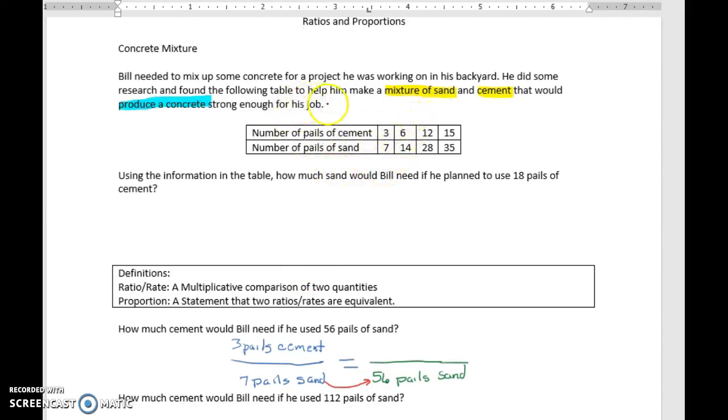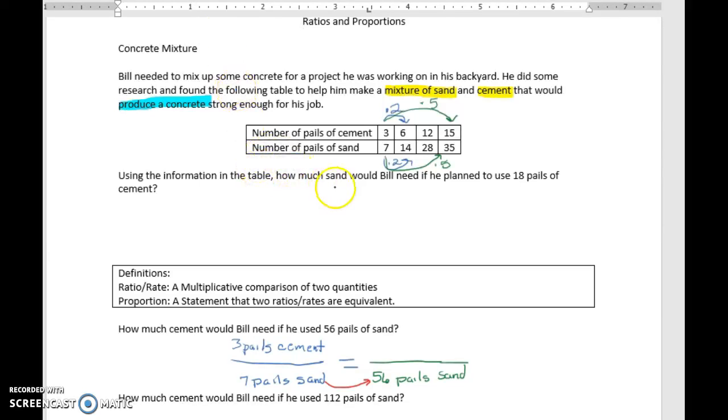So we have a situation here where we're wanting to make concrete, and the concrete is made up of the sand and cement. And so if we look at the number of pails of cement and the number of pails of sand in this mixture, we can see a relationship by the 3 and the 6. Remember, this is a multiplicative relationship, and 7 and 14 is also a multiplication of 2. If we want to extend this out, we see that going from 3 to 15 is a multiplication of 5, and that same multiplication is done from the 7 to the 35, that multiplication of 5.